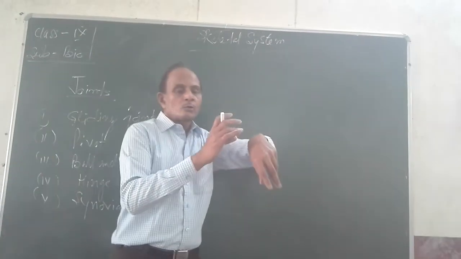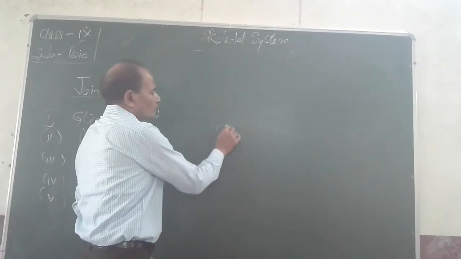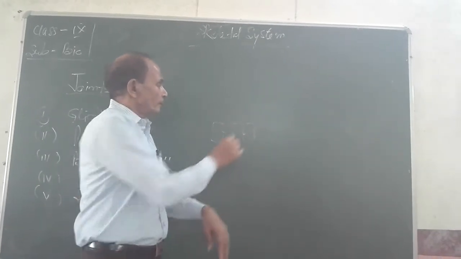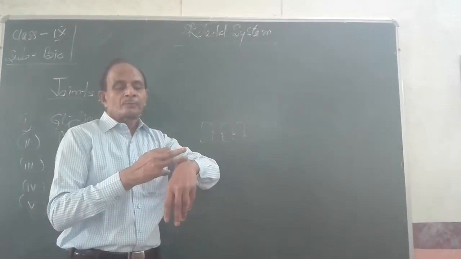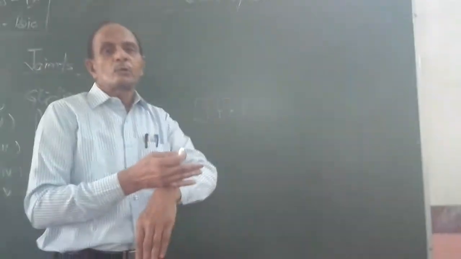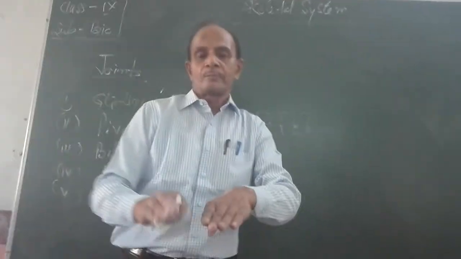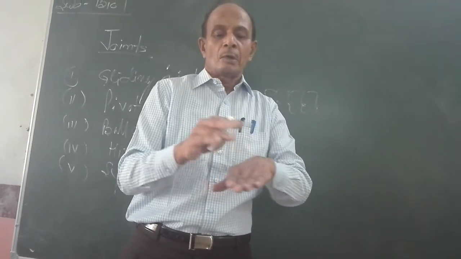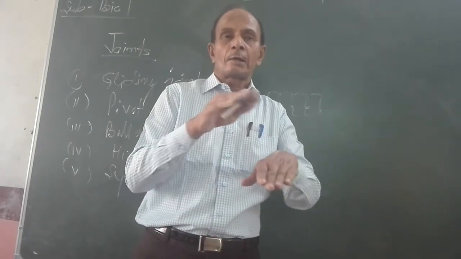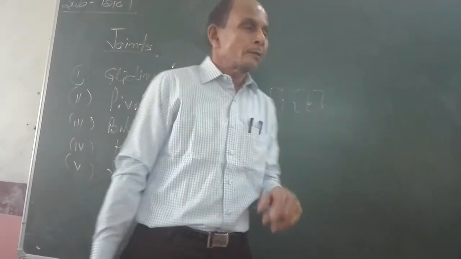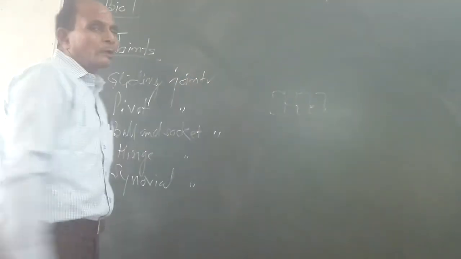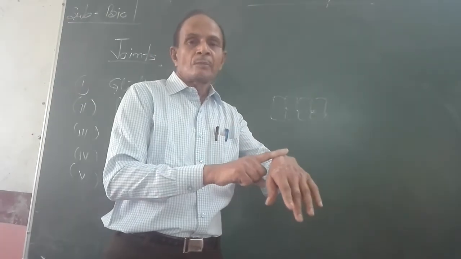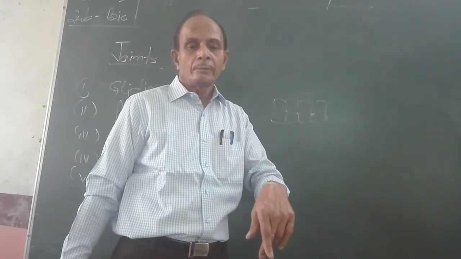In the wrist, you see there are 8 smaller bones which are attached to each other. And these 8 smaller bones, which are known as carpals, are so joined to each other that they can glide, they can slide above one another. Such type of joint in which the joint bones can glide or slide above one another is known as a gliding joint. For example, joint between the bones of wrist and ankle region. Clear?